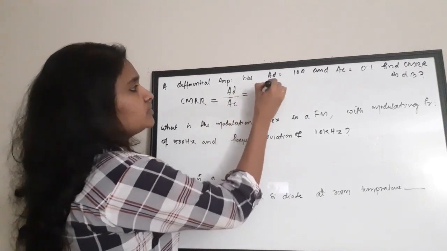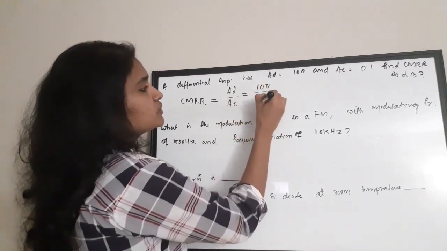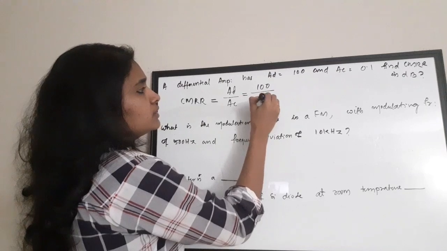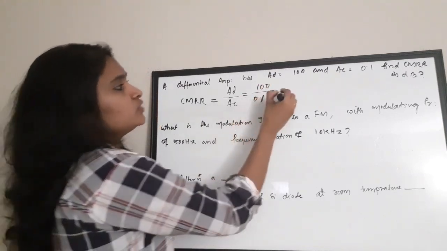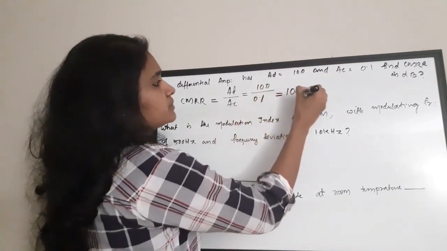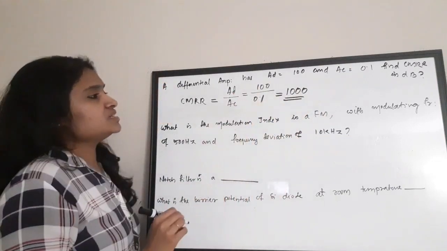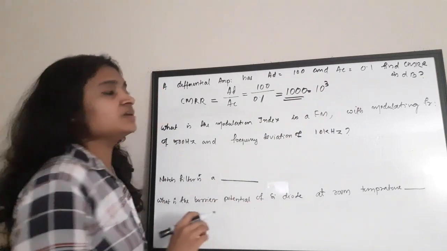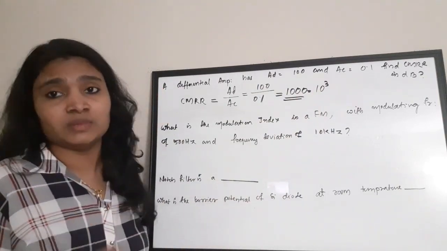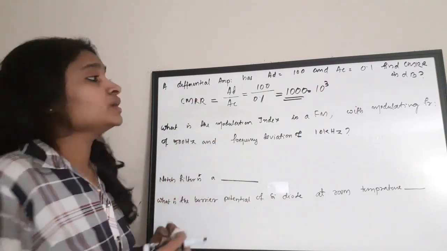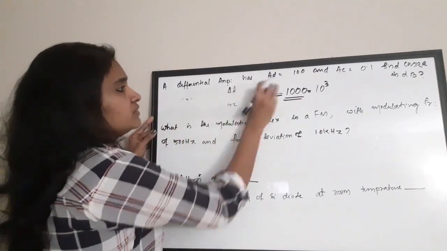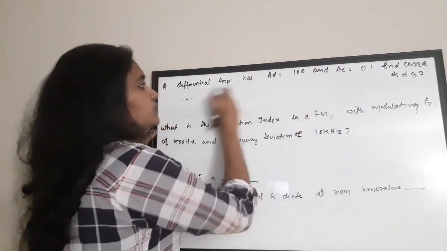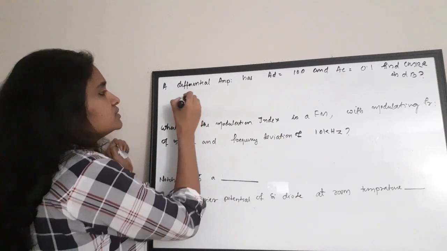That is 100 by 0.1, which is AC here. And you will get it as 1000. Okay. So CMRR is 1000 or 10 raised to 3, but we need to find the value in dB because the options were given in dB. Okay, so the relation we have obtained is 10 raised to 3. We need to find the value in dB.